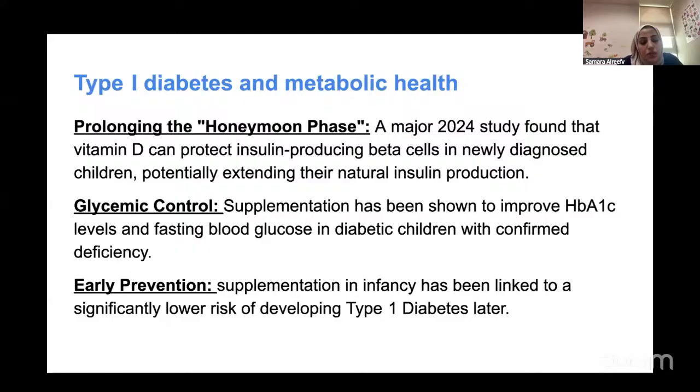It also has some effects on glycemic control. So supplementation has been shown to improve HbA1c levels and fasting blood glucose in diabetic children. Now, early prevention, supplementation in infancy also has been linked to a significantly lower risk of developing type 1 diabetes.